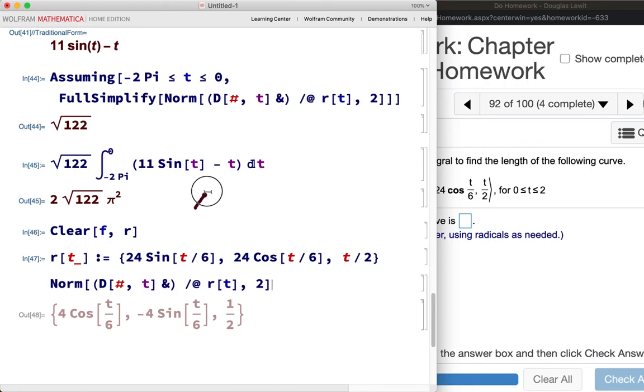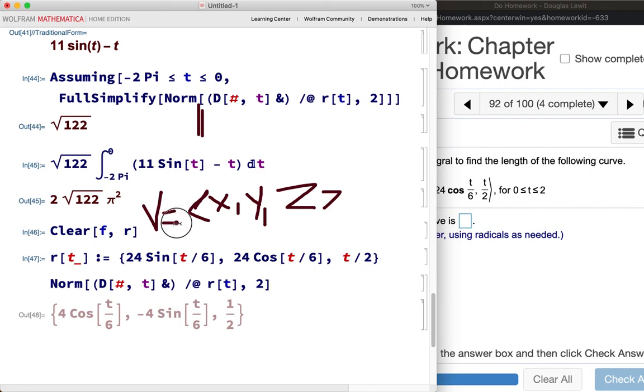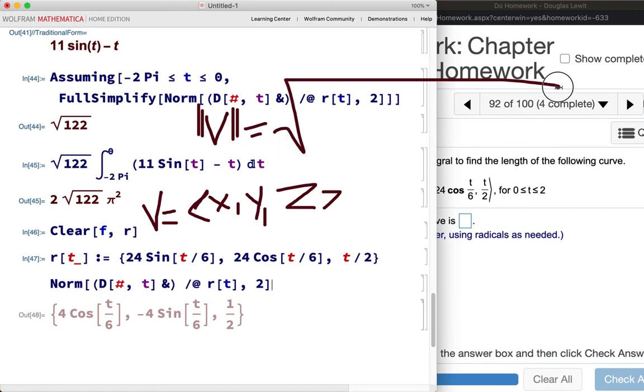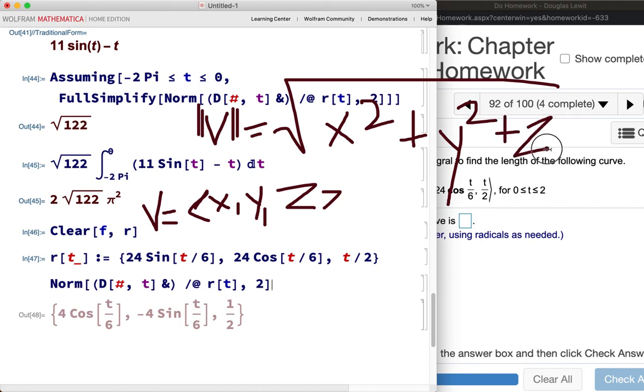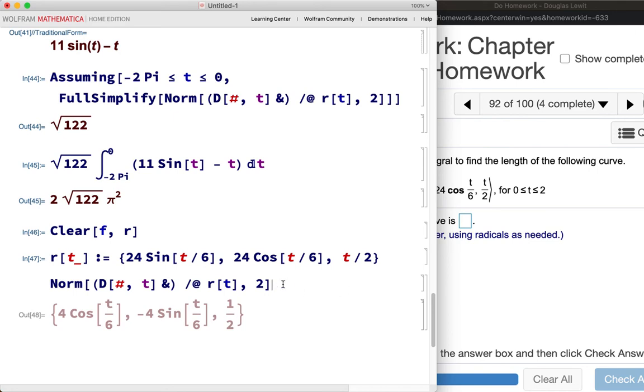If I have a vector v with components x, y, z, the norm of v is equal to the square root of x squared plus y squared plus z squared. And that's true even if x, y, and z are functions of t. Okay, let's give this a shot.